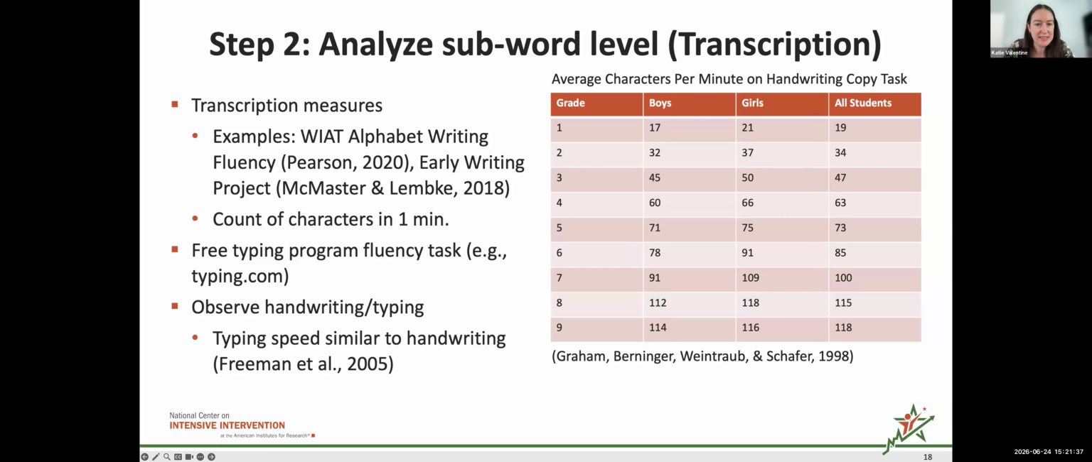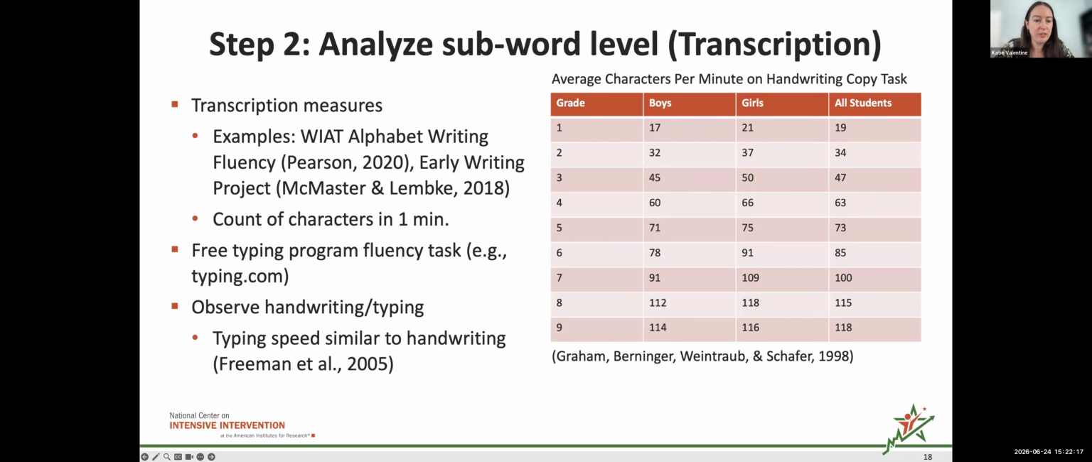Okay, step two is to consider the subword level. So this is transcription. So we'll want to look at a student's handwriting or typing, depending on what method of transcription they are using. There are a number of different measures that you can use in your practice for this. If you're looking at handwriting, there are normed measures through the Wechsler Individual Achievement Test for alphabet writing fluency. I believe those norms only go up through fourth grade, but it's still a task that you could use with older students if you wanted to look at individual growth over time.